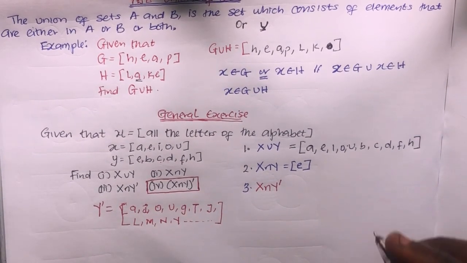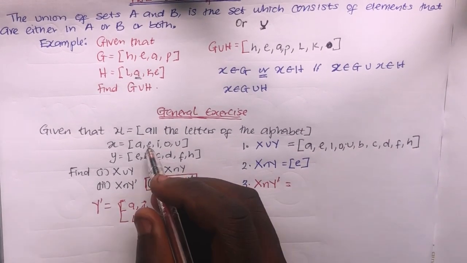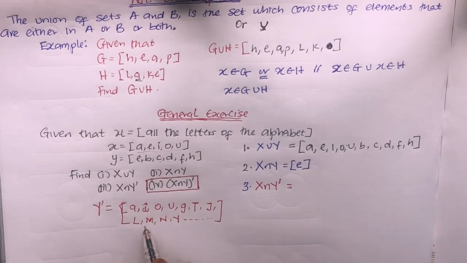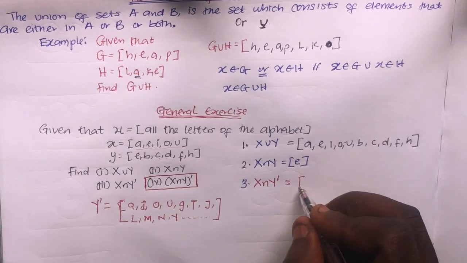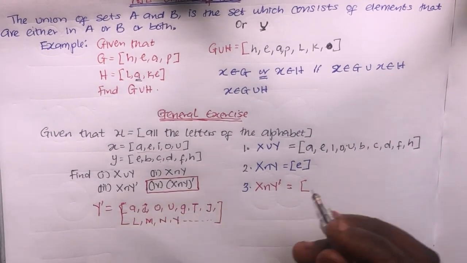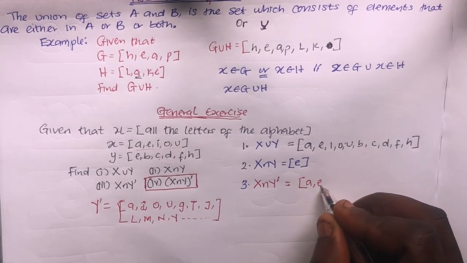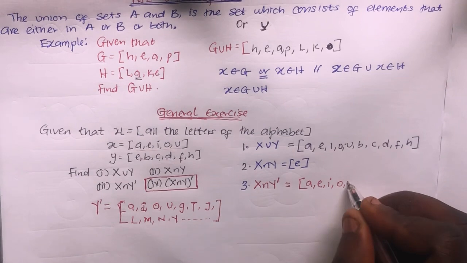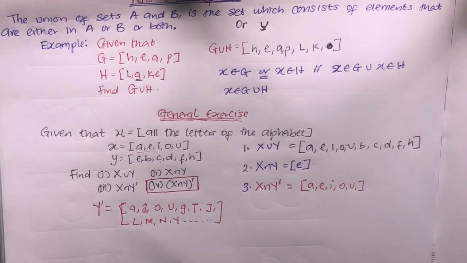So in this case, our X intersection Y complement will be elements in X and also in Y complement. Let us list them out. We have A, we have E, we have I, we have O, we have U. Can you see them? So that's just it.